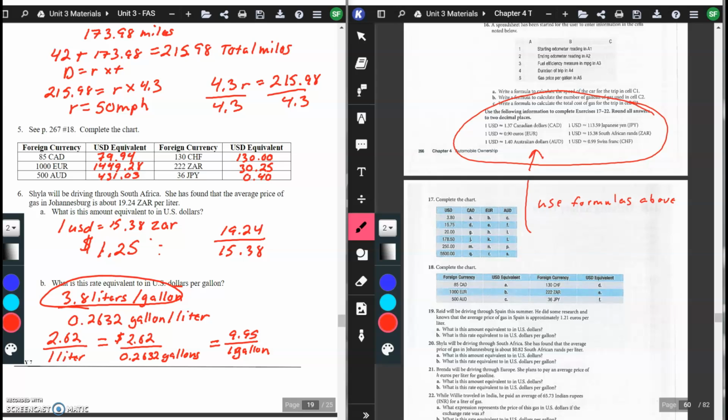You know what? We're going to cross out letter B. We don't need that one. Okay. So all I'm concerned about is part A, doing the conversion rate. And again, those conversion rates are on page 266 in your textbook, off to the right-hand side there of your screen in the circled portion.